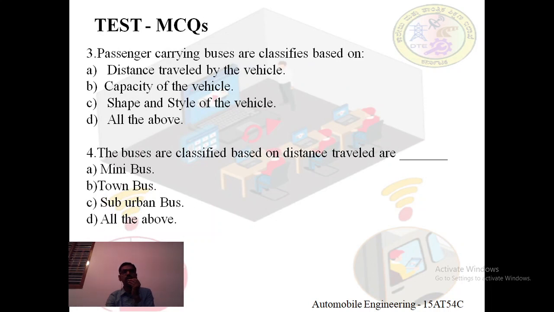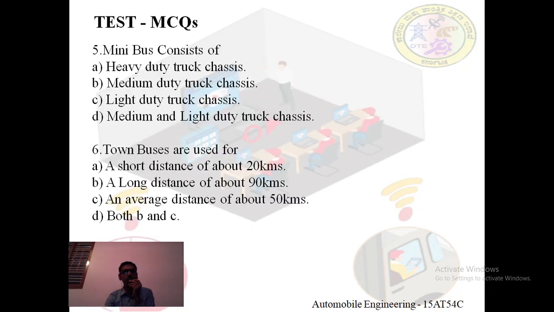Passenger carrying buses are classified based on distance traveled by the vehicle, capacity of the vehicle, shape and style of the vehicle, or all the above. The buses are classified based on distance traveled as minibus, town bus, suburban bus, and long distance bus. The answer is all of the above.